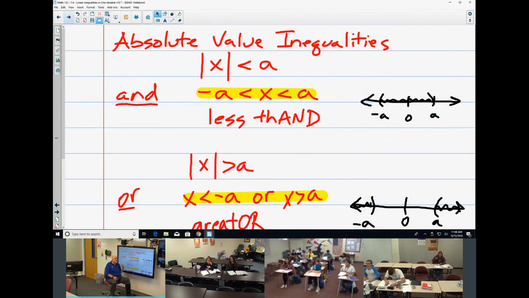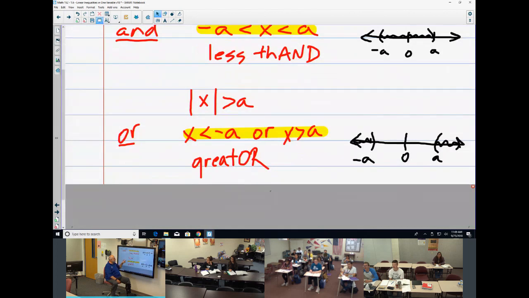Okay, now the way to keep it straight, and this is my little mnemonic device to help me remember, is if it's less than, I think less than. And that reminds me that it's an and, and it's scrunched together. If it's greater than, then I think greater. And that reminds me this is going to become an or. So less than and greater help me keep straight which is which. Okay?